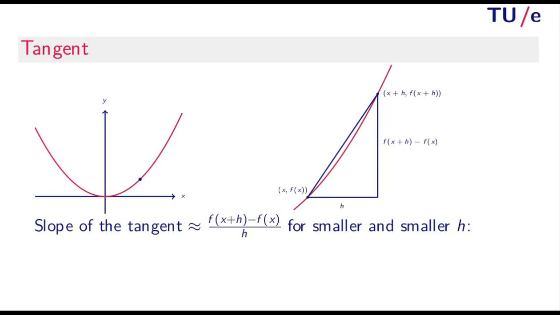So if the points have x value x or x plus h, then the function values are f(x) and f(x plus h). So the slope of this tangent is approximately the difference in y values, so f(x plus h) minus f(x), divided by the difference in x values, and that's h. And h is getting smaller and smaller. That means that we take the limit for h going to 0 of (f(x plus h) minus f(x)) divided by h. And that will be the slope of this tangent line.